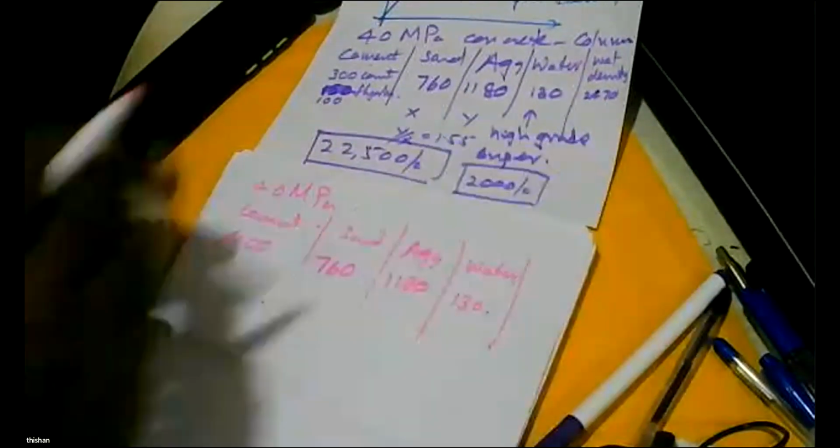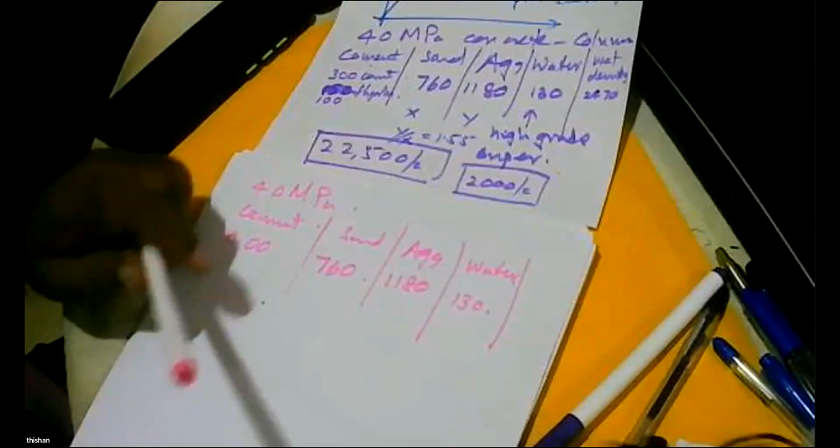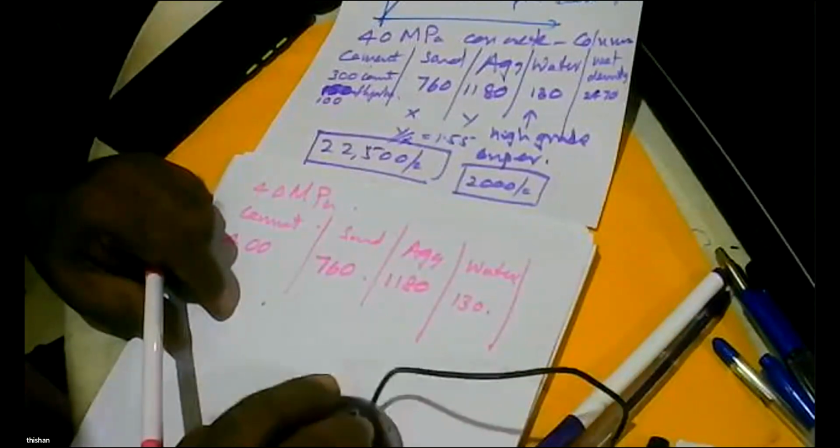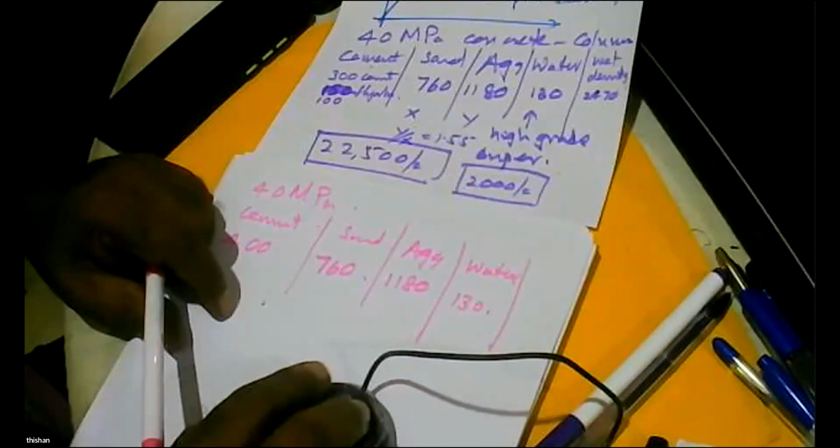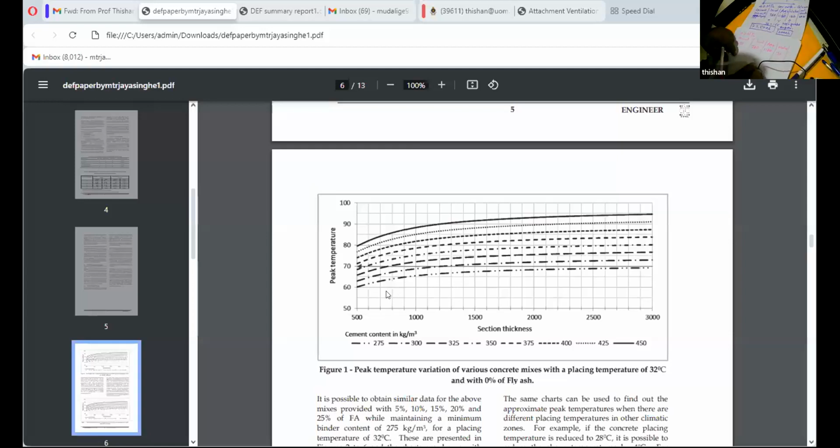Okay, first difference. I'm going to share the screen now. Look at this chart. So you are having 400 cement. That is 1, 2, 3. Here. You don't know anything about DEF.